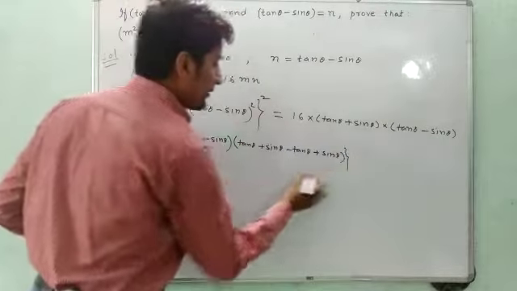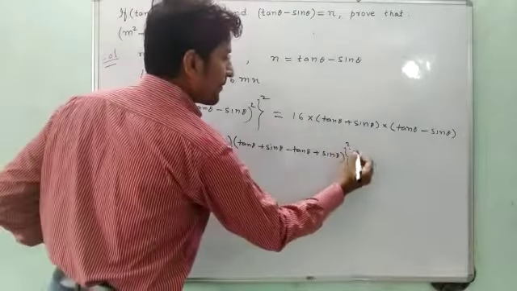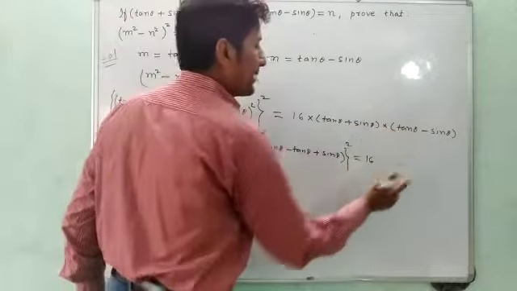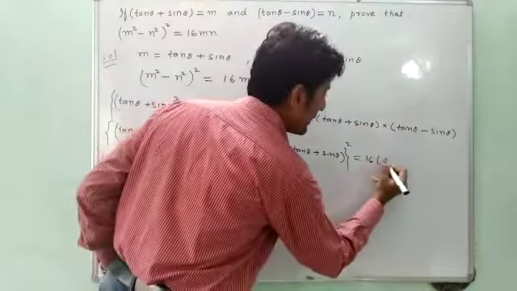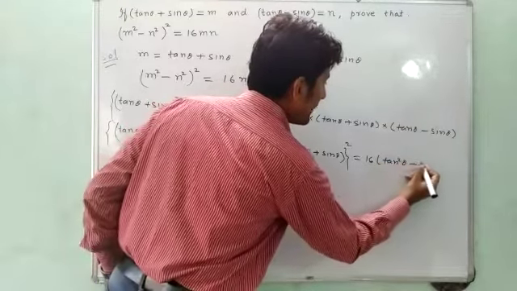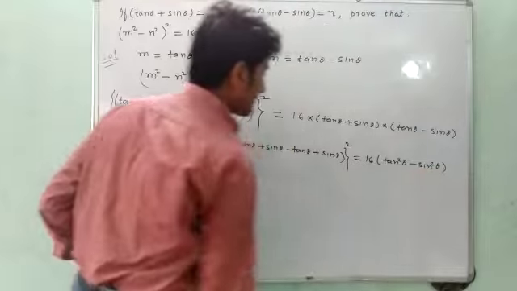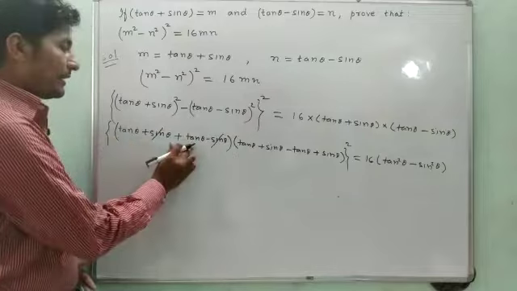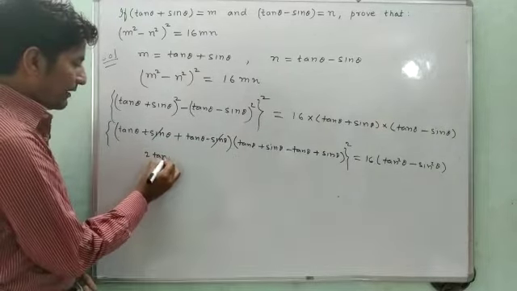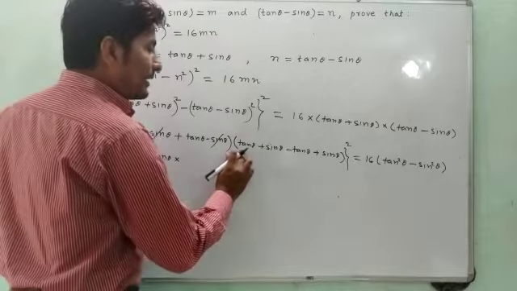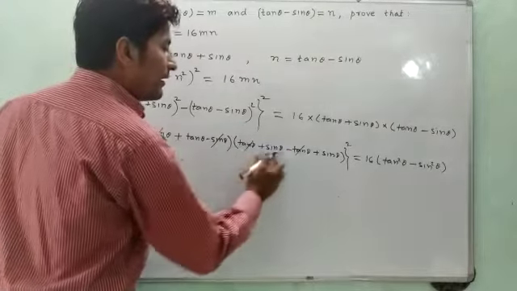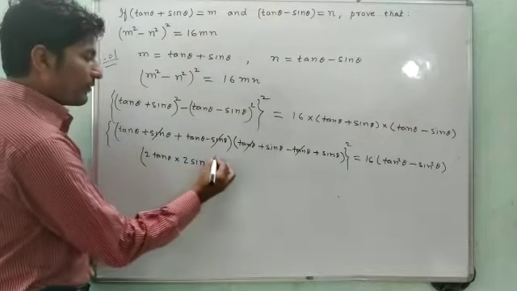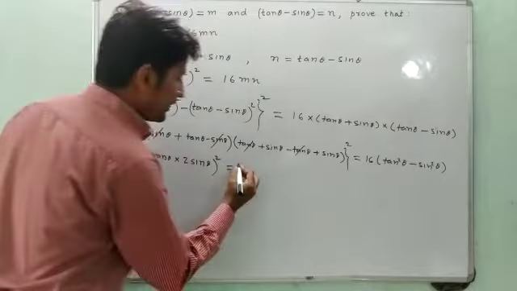Now whole square is there, so we can put here whole square equals 16 will be as it is, now (a plus b) into (a minus b), we can write a square minus b square. So we can write here tan square theta minus sin square theta. Here plus sin theta minus sin theta, both will cancel. Tan theta plus tan theta equals 2 tan theta, multiplied by tan theta plus tan theta minus tan theta, both will cancel. Sin theta plus sin theta equals 2 sin theta.